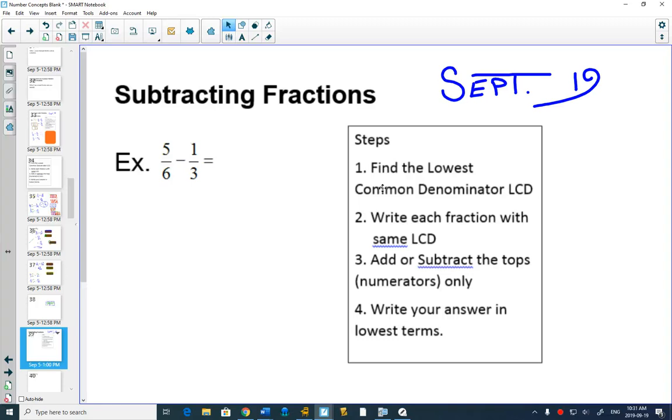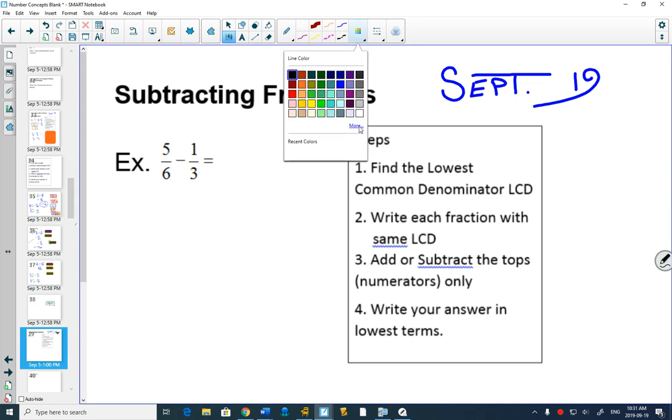Subtracting fractions. The rules for subtracting fractions, the idea for subtracting fractions is the same as it is for adding. So I reposted the rules there if you want to write them down again. And we'll use our chocolate bar analogy again. So I'll start by drawing a chocolate bar to see if we can make sure that we understand what's happening here.